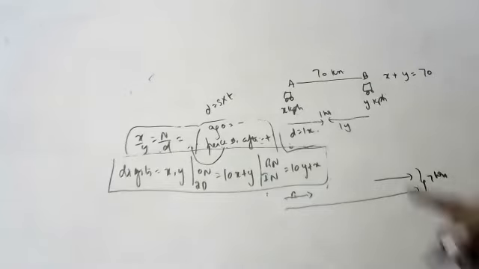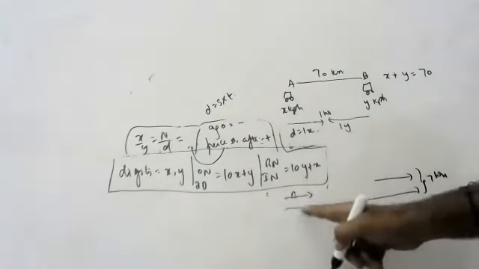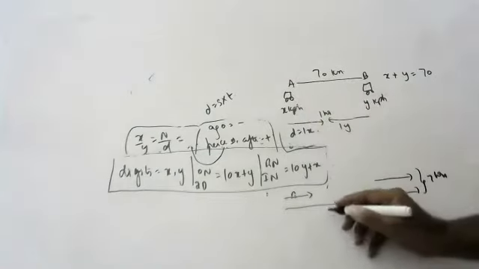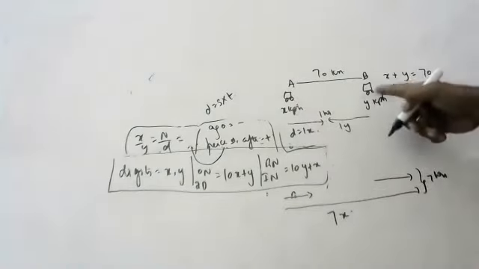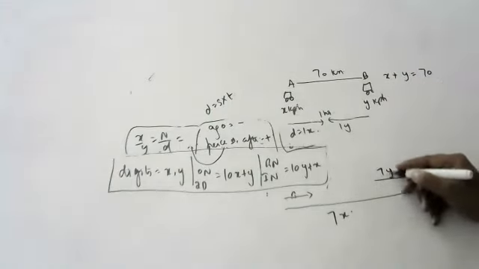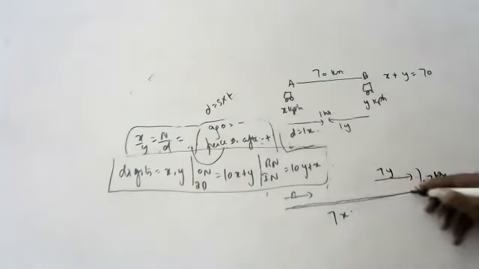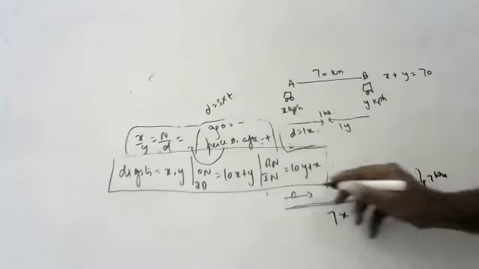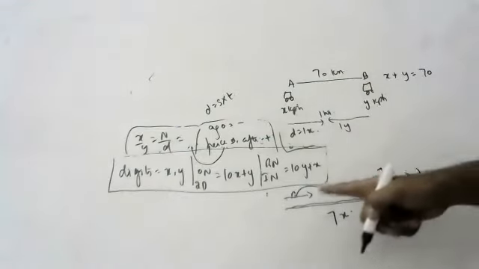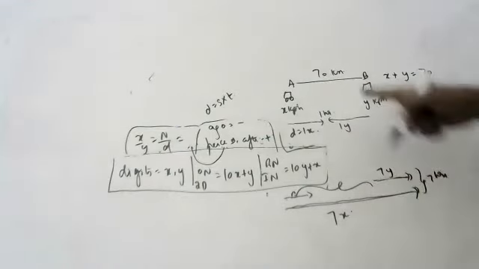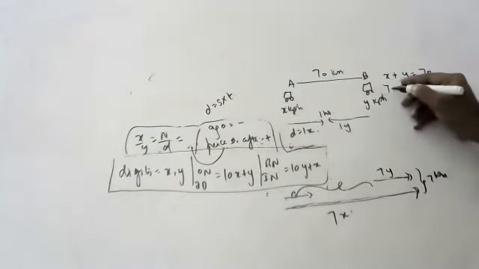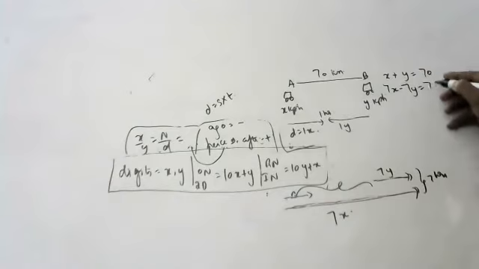Okay. Now those who did not understand, again I will say: in 7 hours how much will this fellow travel? 7x. And this fellow will travel 7y. Now 7x minus 7y is how much, anyone? 70. Yes, 7x minus 7y is 70. From 7x if you remove 7y it is 70.